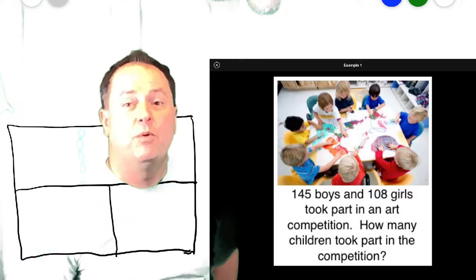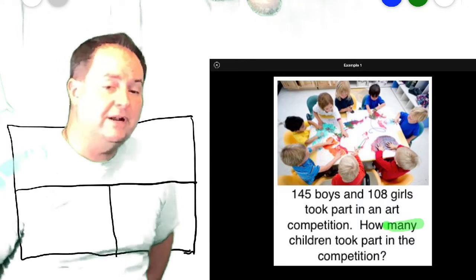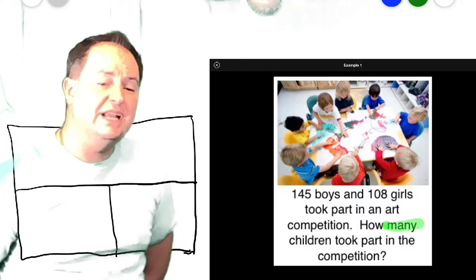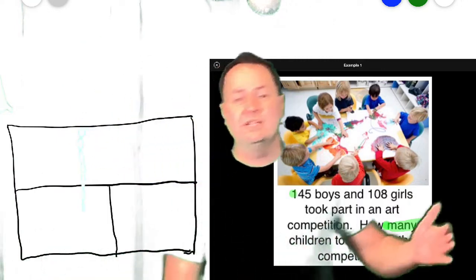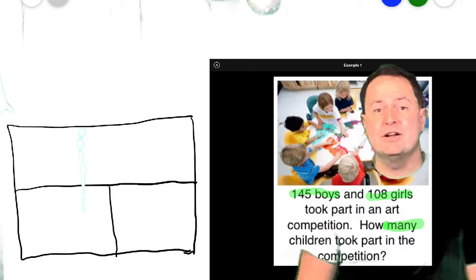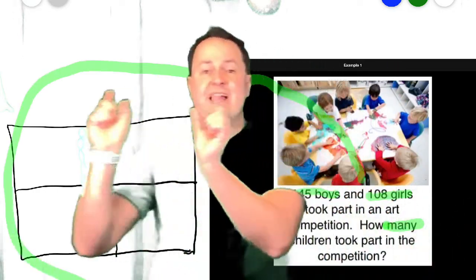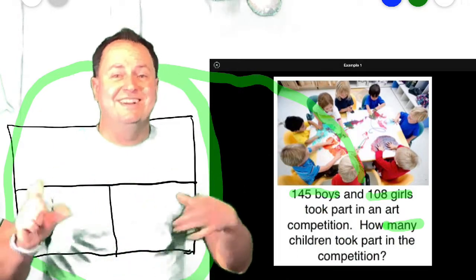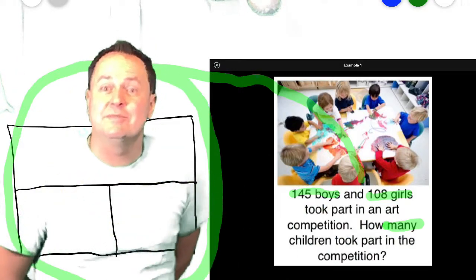All right, 145 boys and 108 girls took part in an art competition. How many children took part in the competition? So you're going to take this right here, all of this, and you're going to move the two pieces you know, the 108 and the 145, and move them over here somewhere. Press pause. We'll be back. We're going to check to see if you've got them in the right spot.